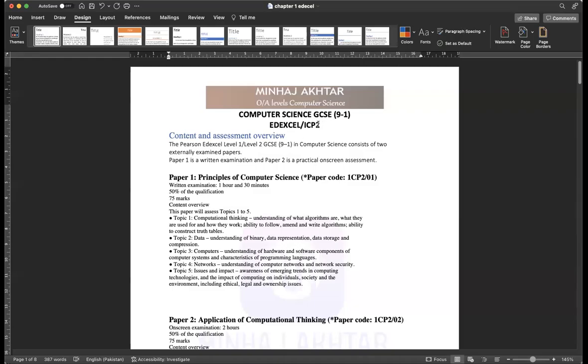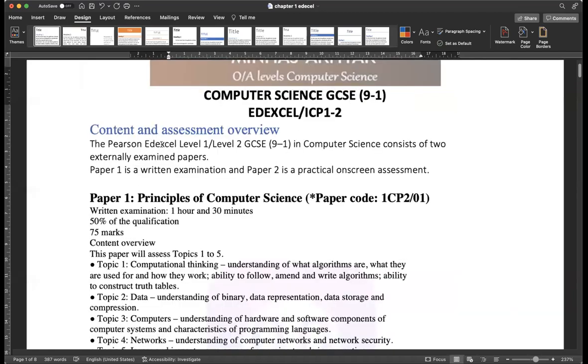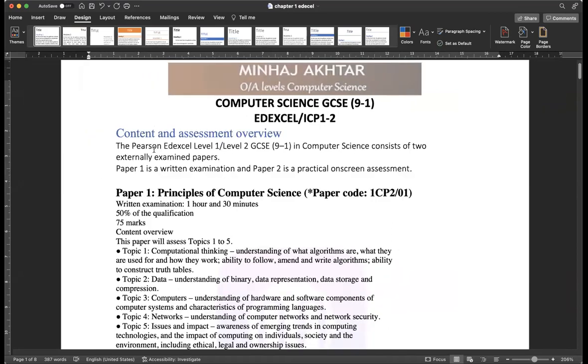Okay, so we are going to start the syllabus for the computer science paper ICP 1 and ICP 2, right? So ICP 1 and 2. So let's discuss first the syllabus outline, contents and assessment overview.